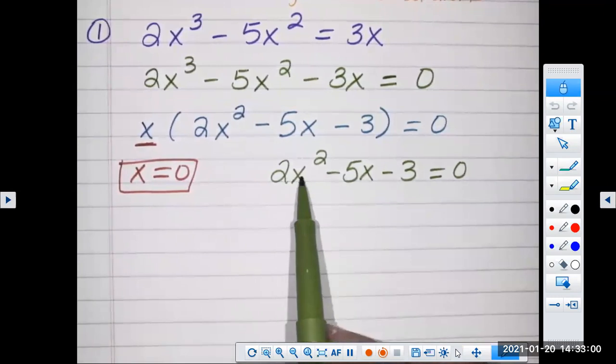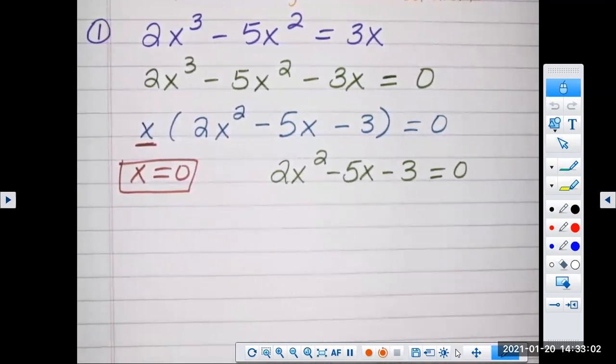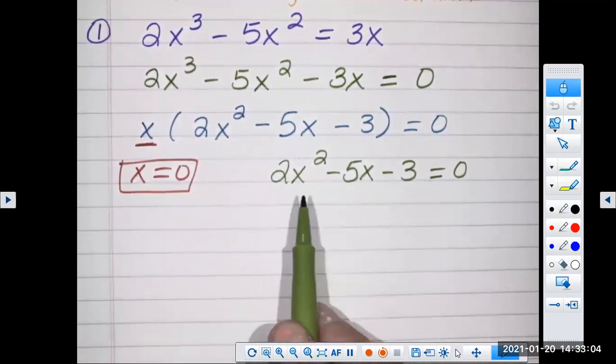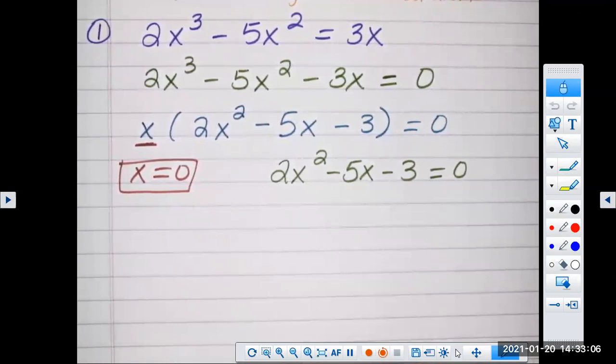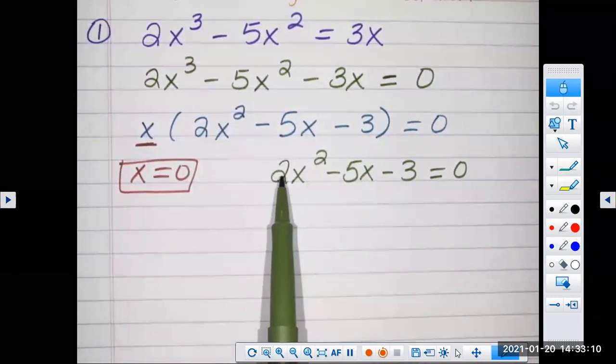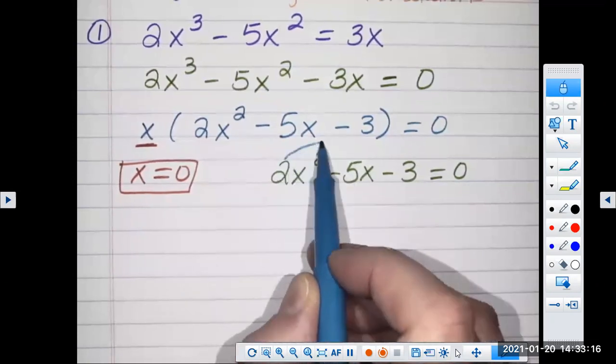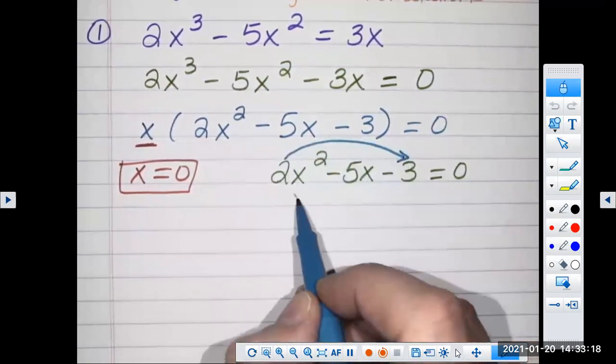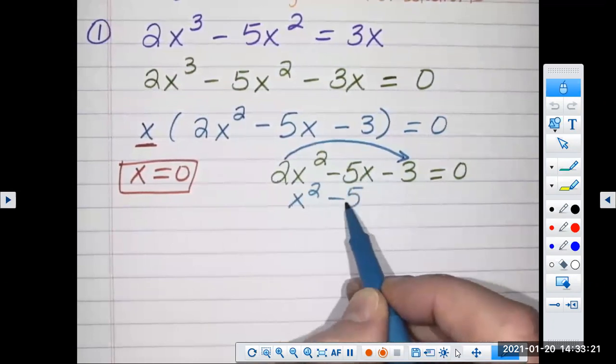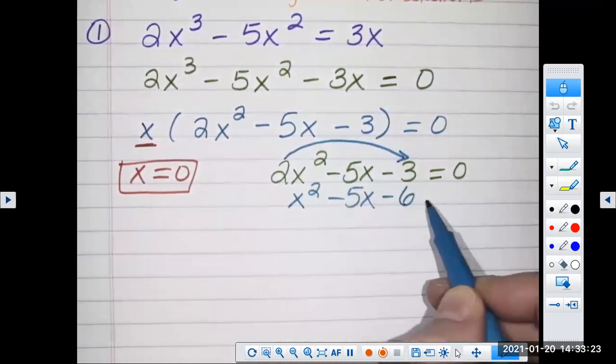Okay, how do you factor this? Because it can keep going. Do y'all remember how to factor a quadratic when it had a number in front of x squared? Good. You take 2 and multiply it to 3. So this turns into x squared minus 5x minus 6.